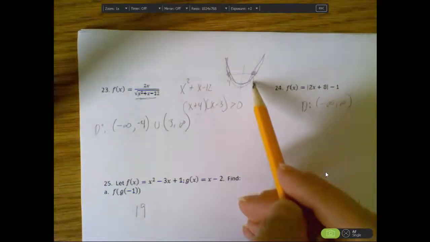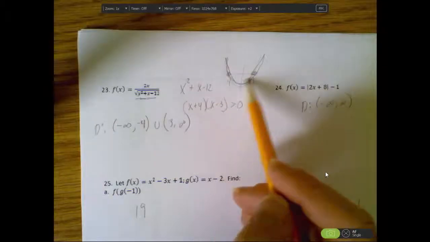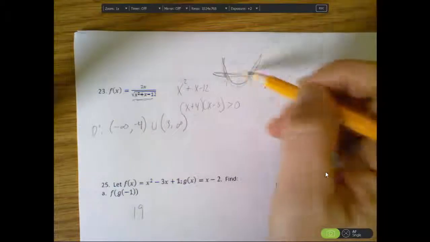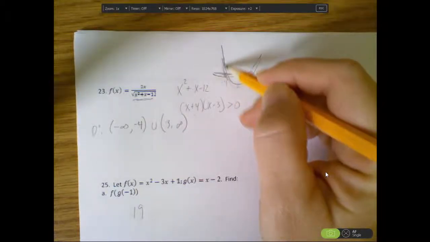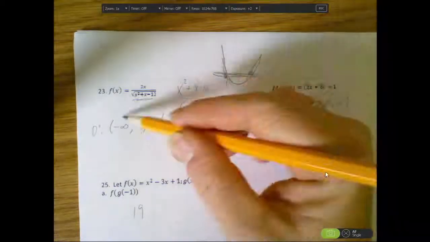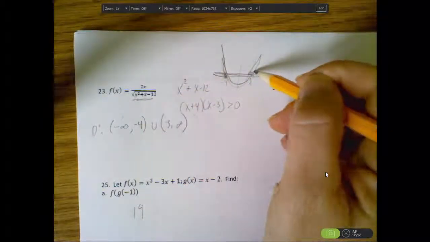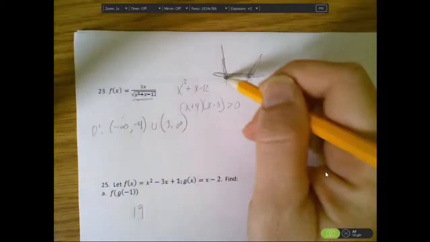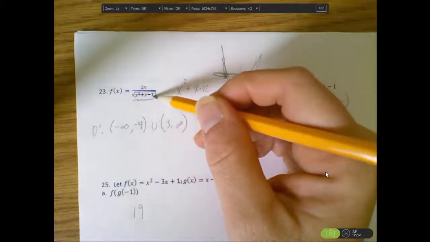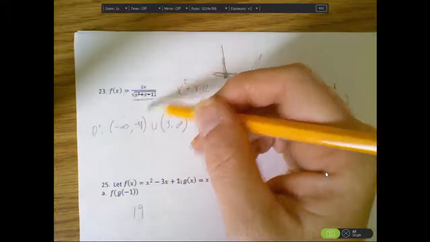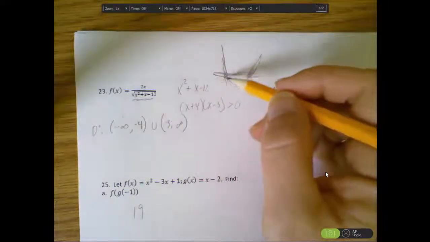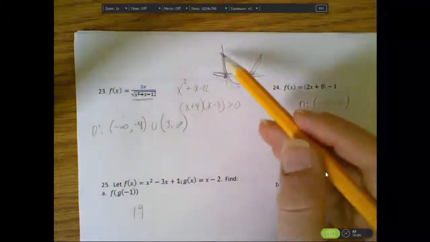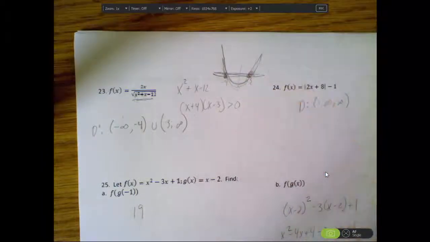So to understand when this graph is positive, you simply have to think about the graph of the parabola. When is it above the x-axis? That's when the function is positive. Well, from negative infinity to negative 4, it's above the x-axis, and from 3 to infinity, it's above the x-axis. But at the points 3 and negative 4, the denominator actually equals 0. So that's why we have to exclude negative 4 and 3. This is going to show up a lot in calculus, so try to make sure you understand this whole concept of when a parabola is positive and when it's negative.